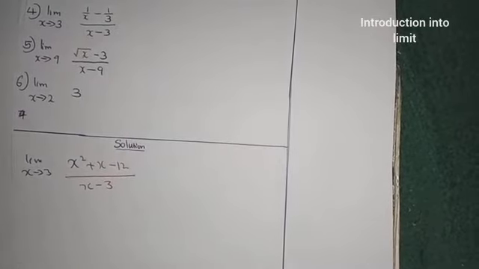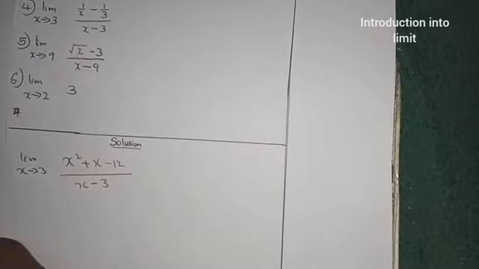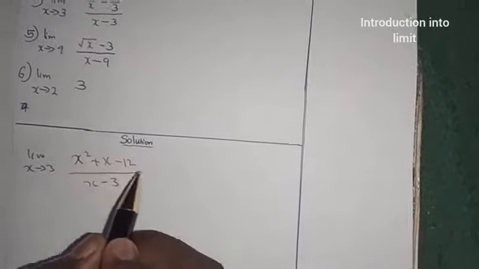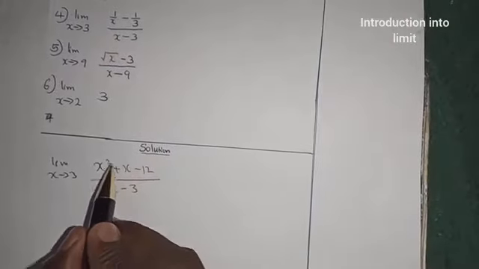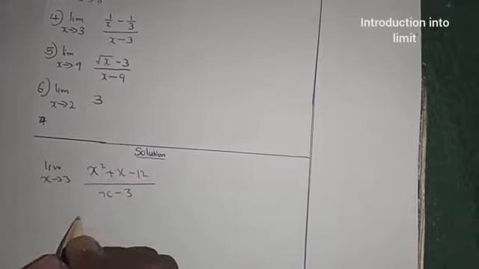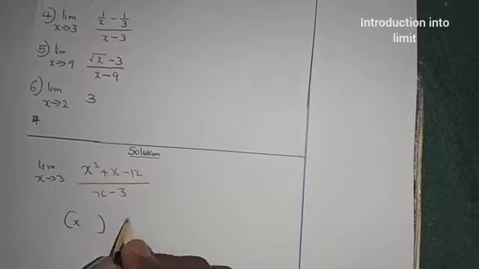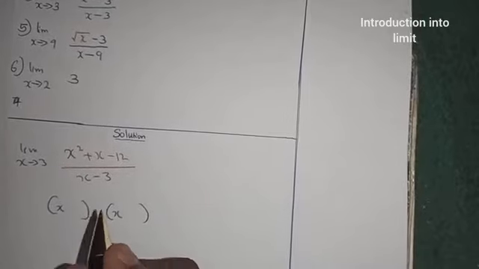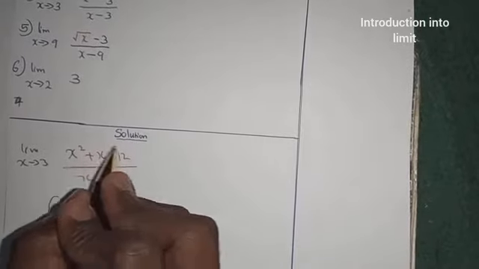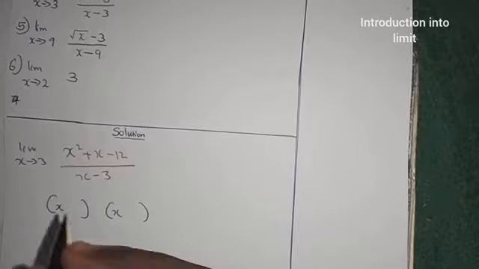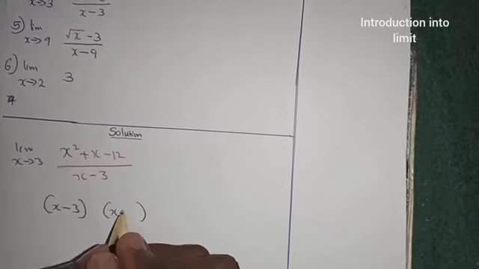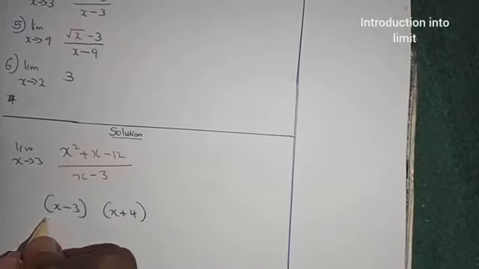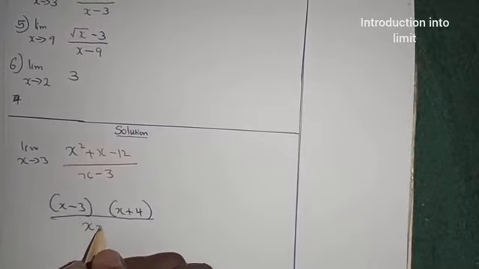So now we think of the quadratic expression. Here you're going to put it in factored form. So you open a bracket, put your x, close, open another, put your x. Think of the two numbers that, if you expand the brackets, will give you back what you have in the question here. The right numbers are minus 3 and plus 4, divided by your x minus 3.